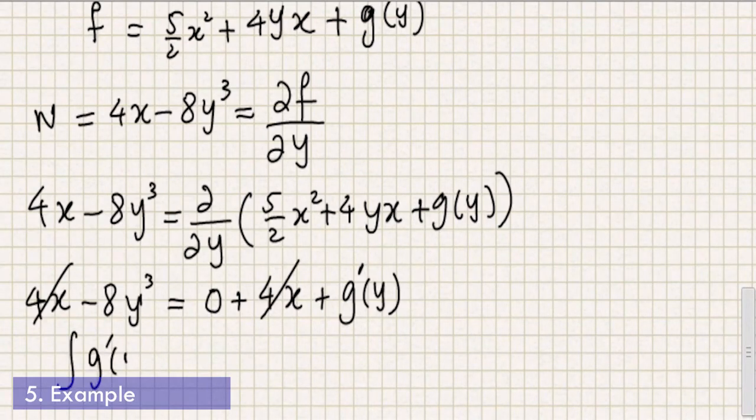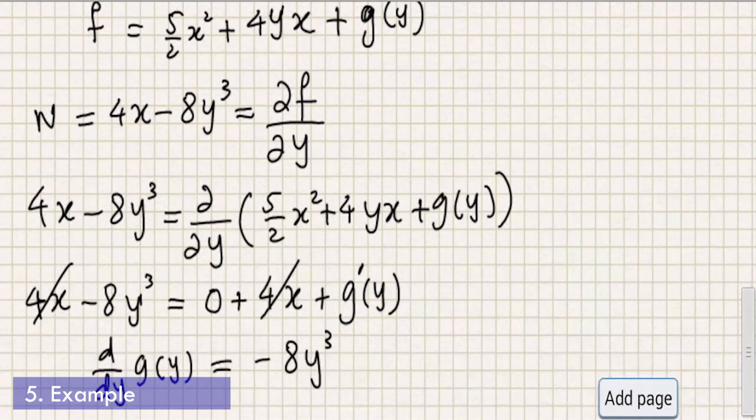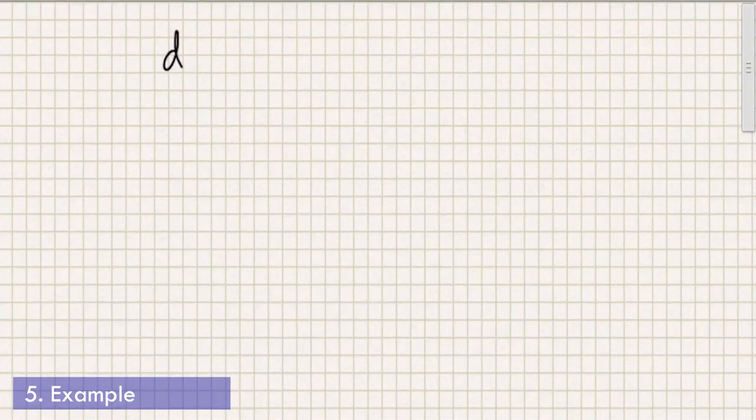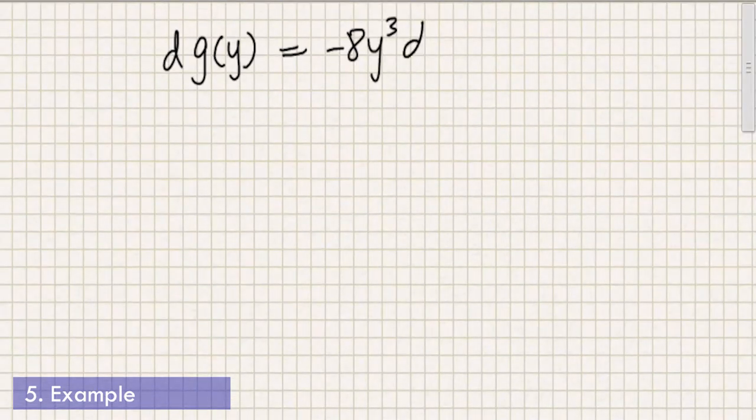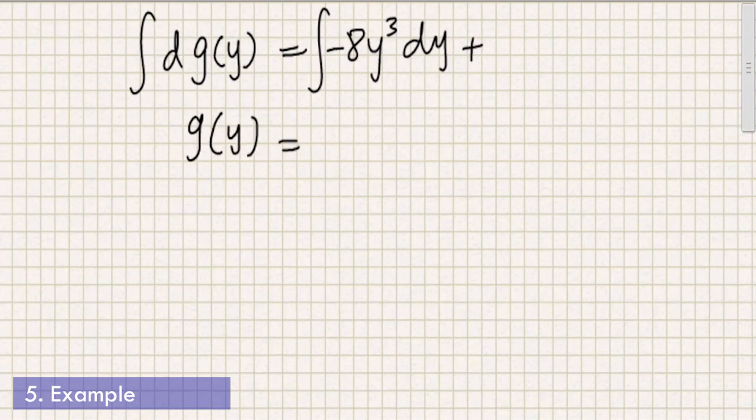Instead of g prime of y, let me write down d by dy of g of y. So this is the equation. For integration, let me prepare this. So I can write the derivative of g of y equal to minus 8y cubed dy. Now we take the integral on both sides, and on the left hand side the integral and derivative operators cancel each other and we get g of y. And by the way, at this step you have to include a constant of integration. So if you have forgotten the concept of constant of integration, please see my upcoming video. I'll be posting a video for constant of integration as well.